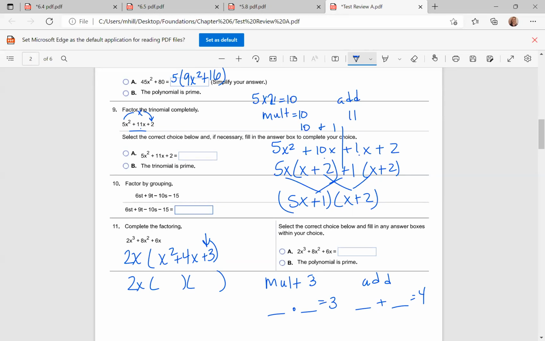Okay, so something that multiplies to 3, how about 1 and 3? And if you add 1 and 3, you're going to get 4. So that's going to be x plus 1 times x plus 3. And that's what would go here, 2x. And it doesn't matter whether you say x plus 3 times x plus 1. Doesn't matter what order they're in.